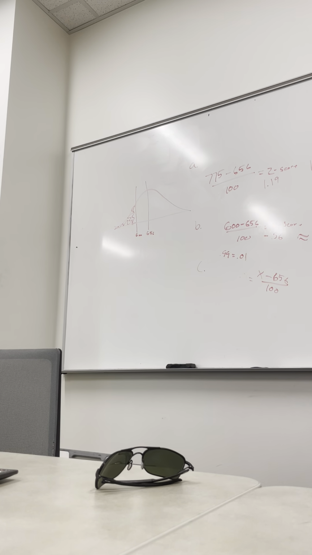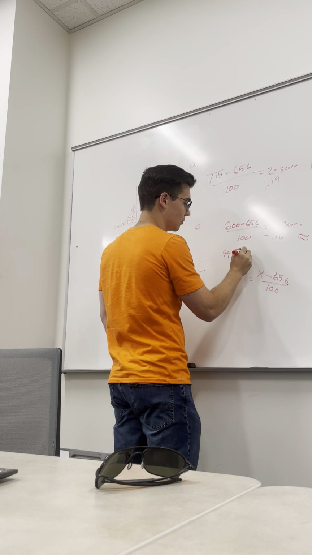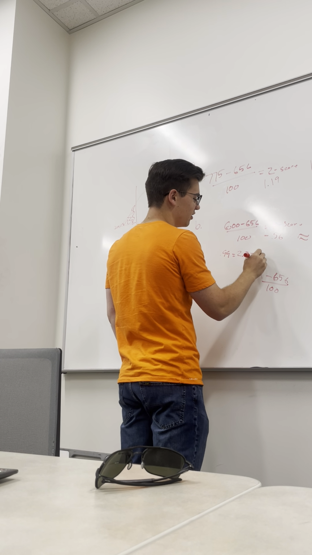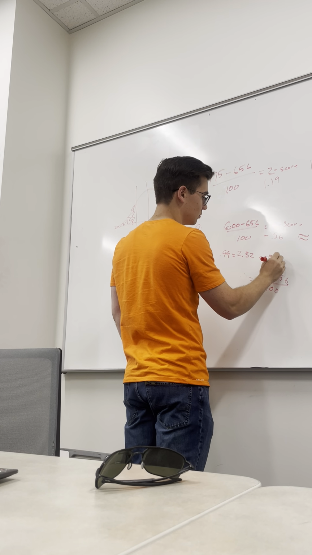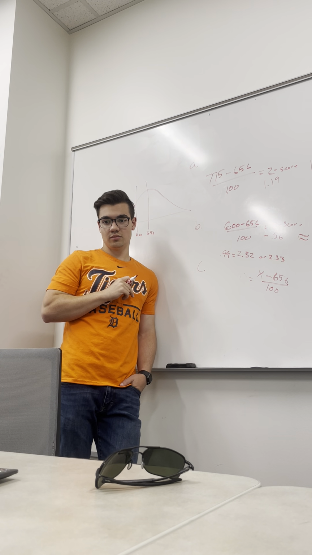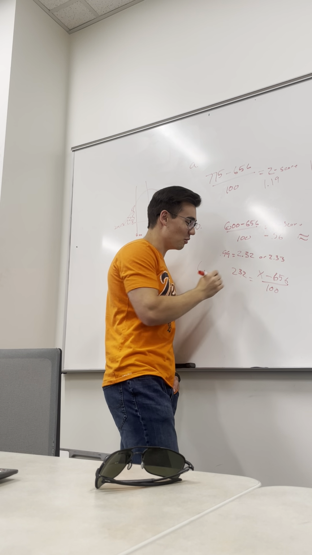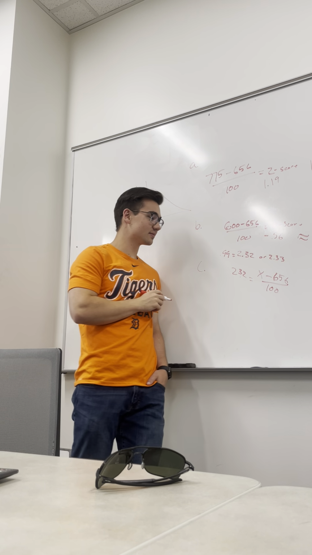So this would be 0.10... 2.32? Wait, 2.2? Or possibly 2.33. So one of these two. Let's see which one I used when I wrote this. So we'll plug in 2.32.